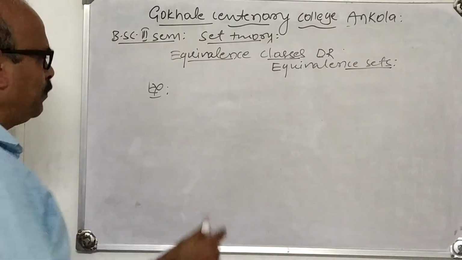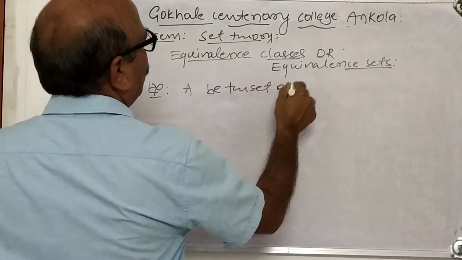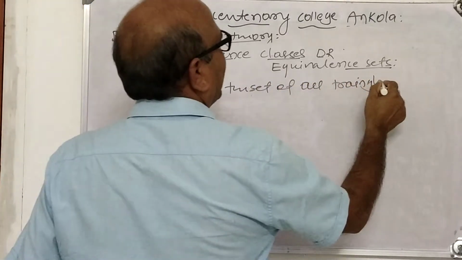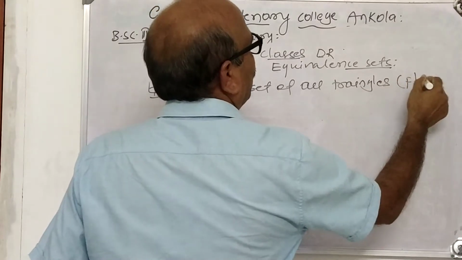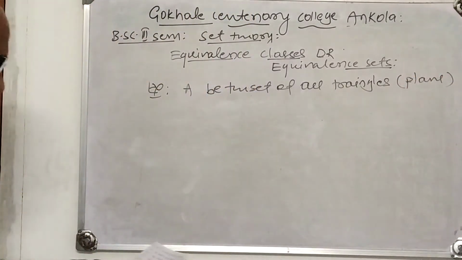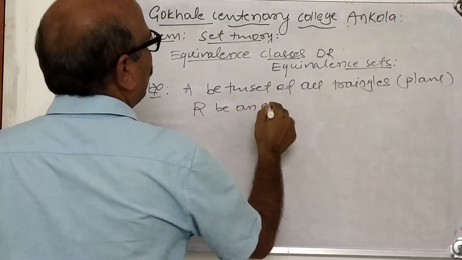Example is like this. Let A be the set of all triangles. Triangles means we always consider plane triangles, triangles in the plane. Now let R be an equivalence relation.